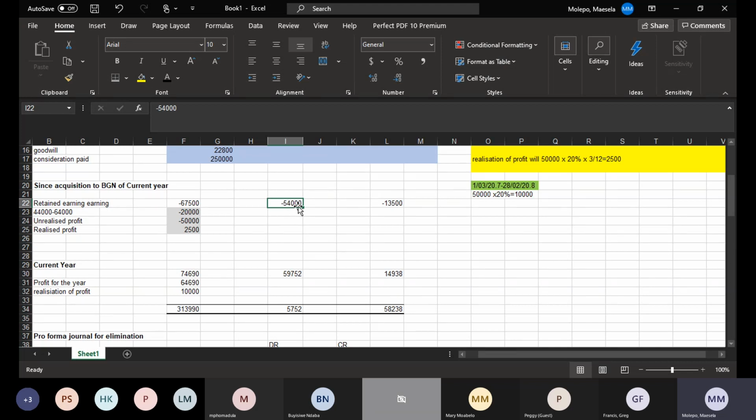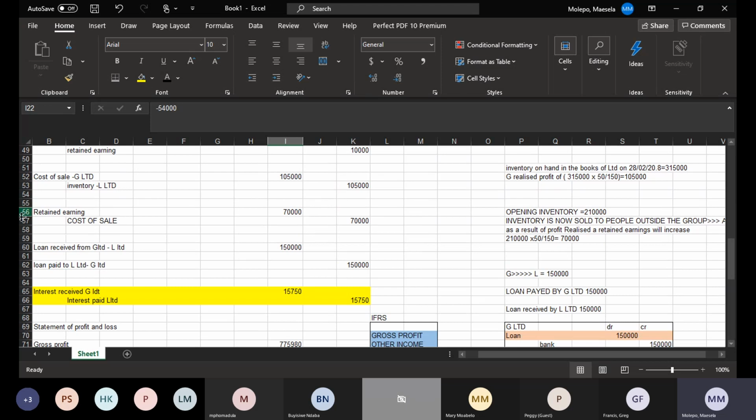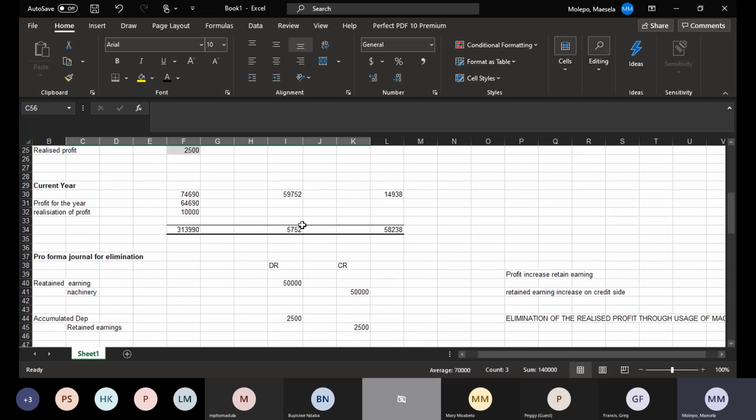You don't add it, because in the prior sections we used to add it because it was a positive figure. But since now it's sitting on minus, we have to deduct the 54,000. And then again, there is a 70,000 minus. The 70,000 minus comes as a result of the profit realized. Remember, you have the realized profit. As I mentioned, the retained earnings need to be deducted here. You have the realized profit of 70,000. So that realized profit needs to be taken off.